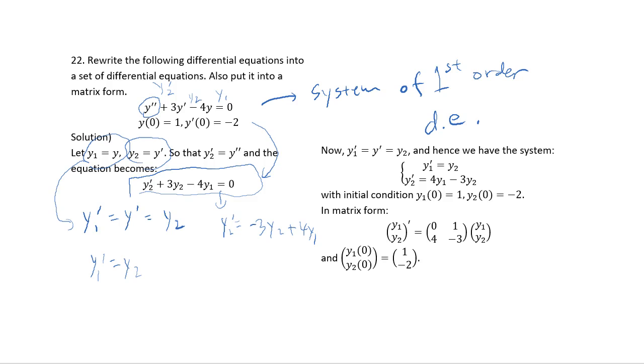And you can also change this into matrix form. Just write this as 0 y1 plus 1 y2. So it's 0, 1, 4, negative 3. That's the coefficient matrix. And your initial condition can also be written like this. Okay, so that's how you change a second order differential equation into a system of first order.